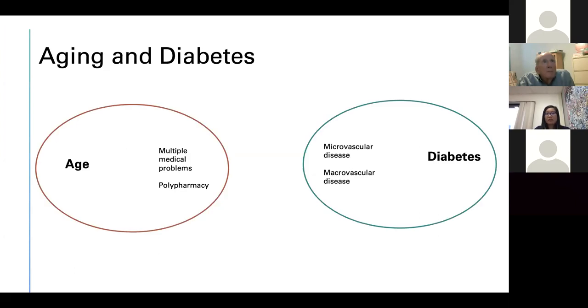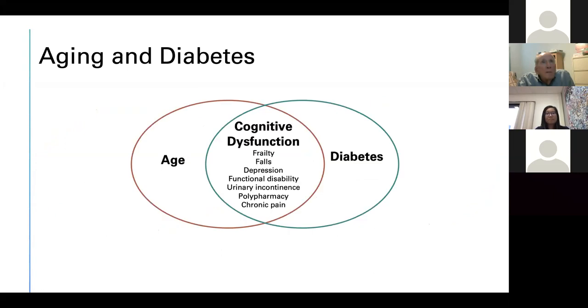So in terms of aging and diabetes, I think in the past, we traditionally used to think of aging as having a higher likelihood of developing multiple medical problems, and as a result, being on multiple medications. And as for diabetes, it was felt that a significant health burden was primarily due to microvascular disease and macrovascular disease. But there's certainly been a shift.